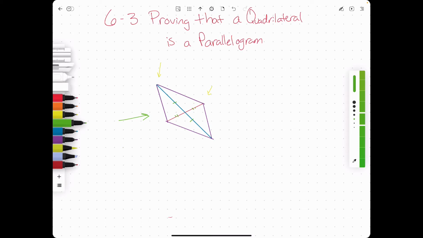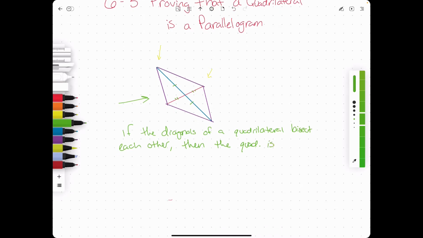There's not a name for this one either. If the diagonals of a quadrilateral bisect each other, then the quadrilateral, I'm going to abbreviate quad. Is that okay with you all? Okay, good. Quadrilateral is a parallelogram.